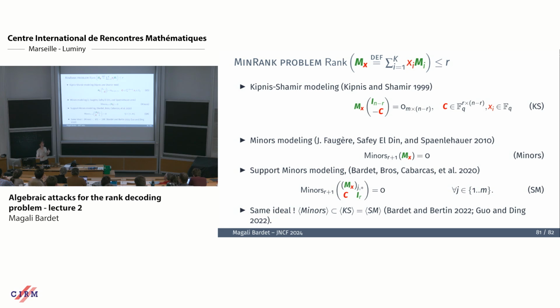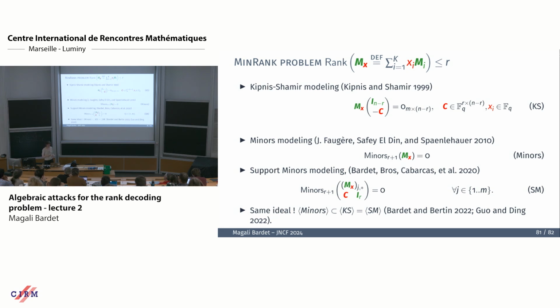So it seems that this is not the best idea to start from this system and to run a Grobner basis. It's better to start from this one or this one. And again, if you start from this one, at degree r+2, you will have degree falls that are exactly those equations.